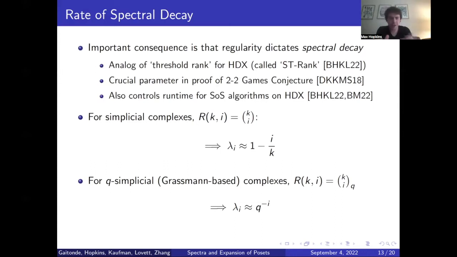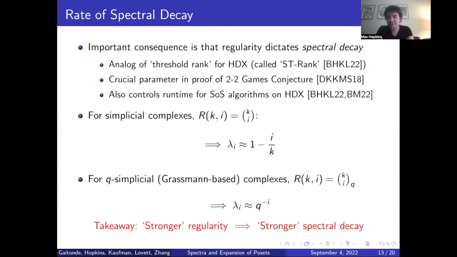It crucially underlies why you can get, for instance, a 2-to-2 test in this application to hardness of 2-to-2 games. It also allows for faster algorithms in the HDX case, because there are fewer eigenspaces that have the relevant structure you have to look through. So this decay of eigenvalues is quite important, and the major takeaway here is that stronger regularity of your underlying poset implies stronger spectral decay, that you have nicer spectral behavior the more strongly regular your poset is.